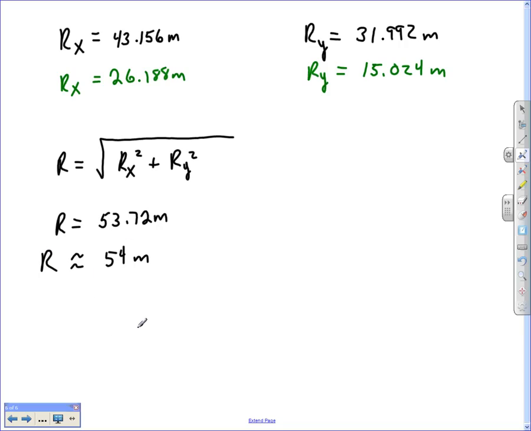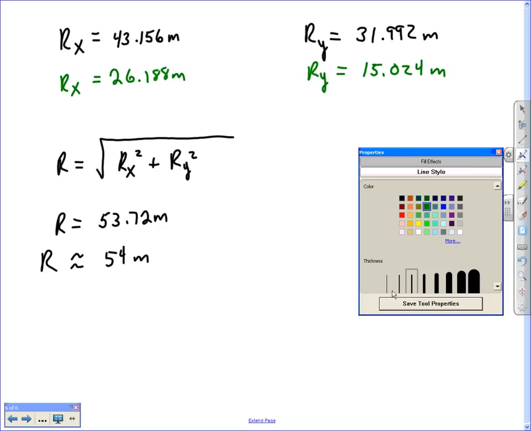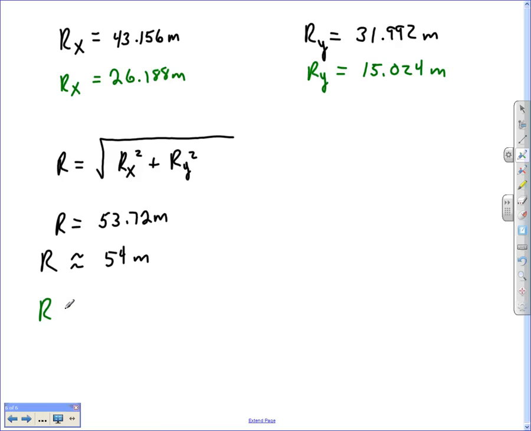Now, I'm going to get into angles in just a minute. For the green answer, R is roughly equal to 30 meters. So these are the two answers you should have expected to see. Now, these do make sense. 54 meters is greater than Rx and Ry, as the resultant should be. And 30 meters is greater than 26 and greater than 15.024. So that also makes sense. These values do indeed make sense for our calculations.